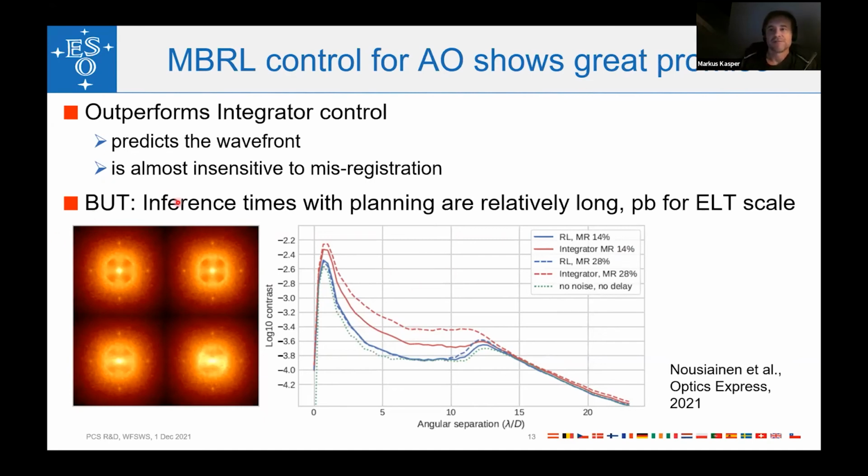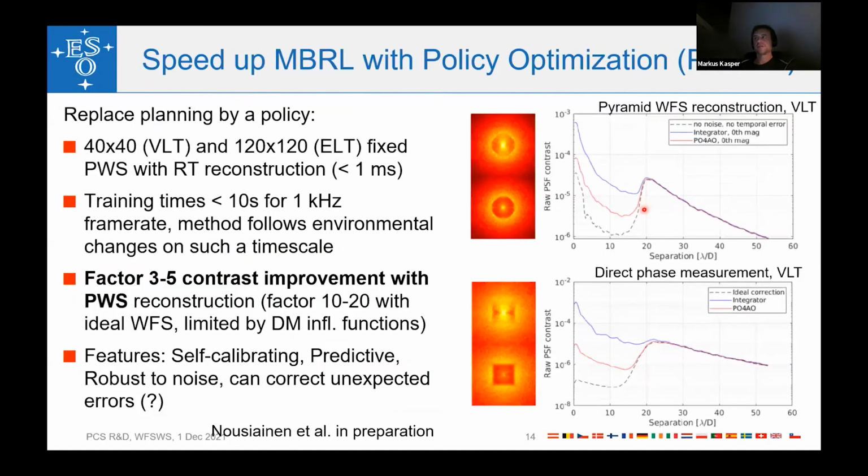There's one downside. The inference time of this planning algorithm is relatively long, because you iteratively try to find the best compensation, and this could turn out to be a problem on the ELT scale. But there's a remedy to that, and you can speed up the model-based reinforcement learning with a technique called policy optimization, and we dub this method now PO4AO, so it's policy optimization for adaptive optics.